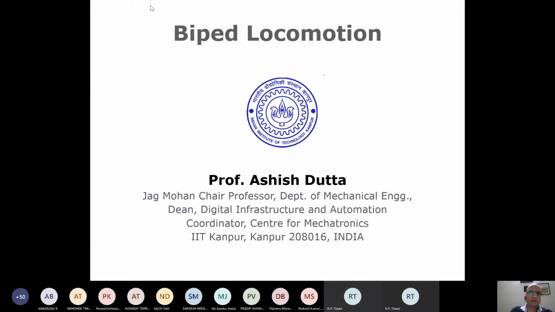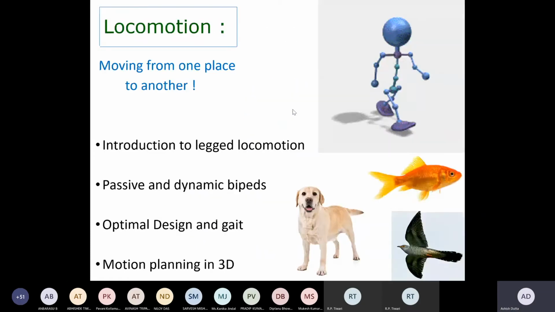Sir. Okay, so I'll talk about biped locomotion, which is an interesting topic in robotics research. So I'll try and go with the introduction, then a few areas of research, and then we'll look at some application areas. So biped locomotion, as the name indicates, is basically walking. So you understand what is walking.